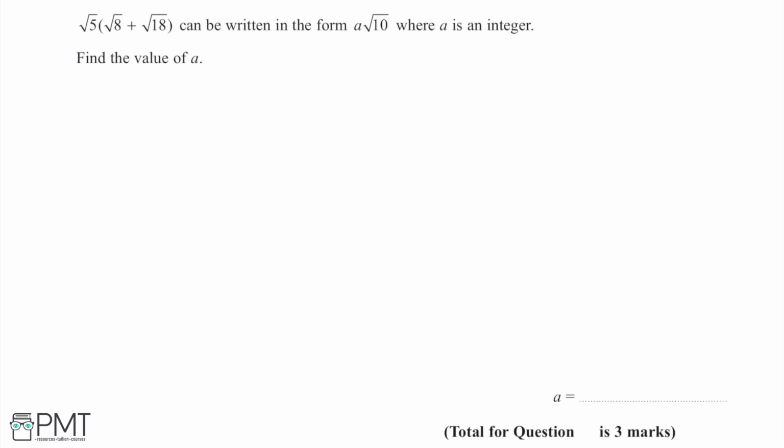So in this question, we're going to be working with surds and multiplying surds, and we have this equation here. So root 5 multiplied by, in brackets, root 8 plus root 18. And we're told that this can be written in the form a lots of root 10, where a is an integer, and then we're asked to find the value of a here.